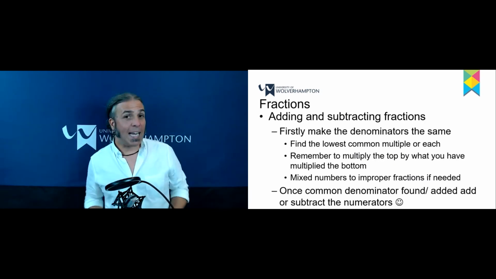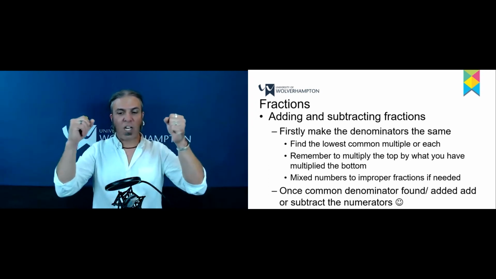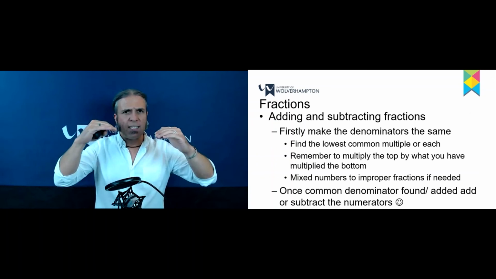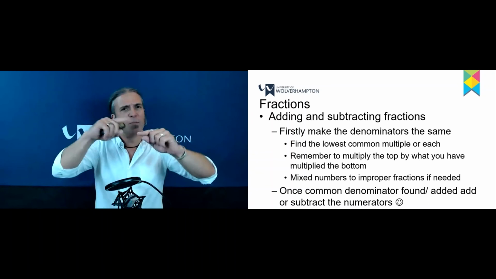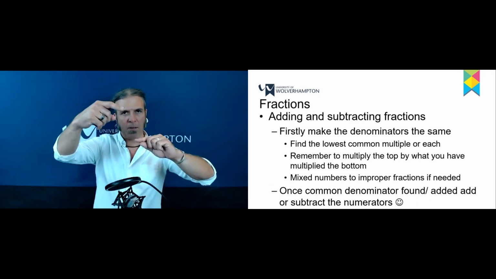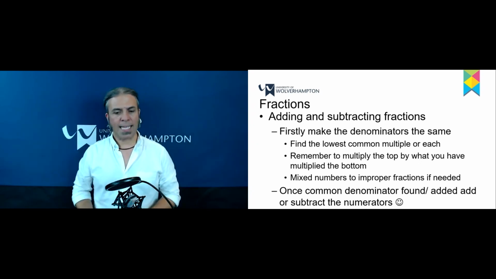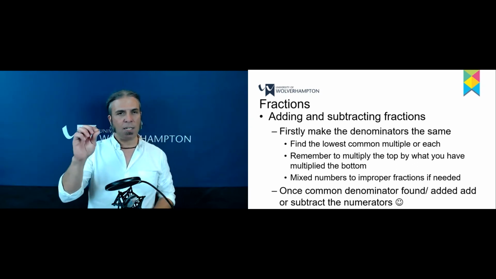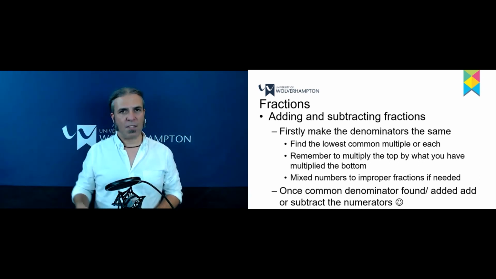When we are adding or subtracting fractions, firstly we need to make the denominators the same. So we need to find the lowest common multiple of those denominators. Once we've done that, we might have had to multiply those denominators up, and we need to remember, whatever we do to the bottom, we need to do to the top. By the amount that you've multiplied the bottom number, we multiply the top number. Again, if we've got mixed numbers, we can make them into improper fractions first. And once we've got the common denominator, we can add or subtract the numerators. That makes everything nice and easy.